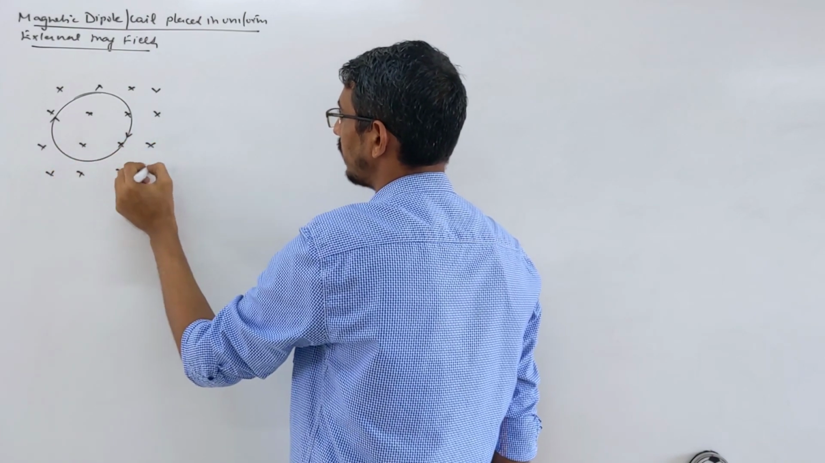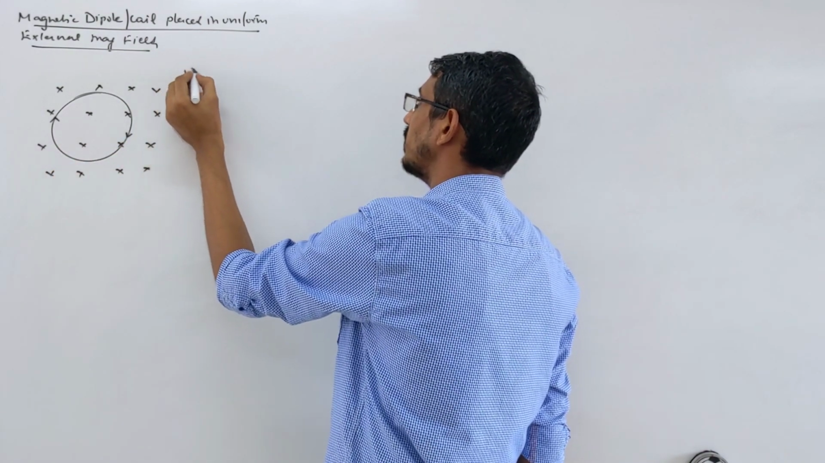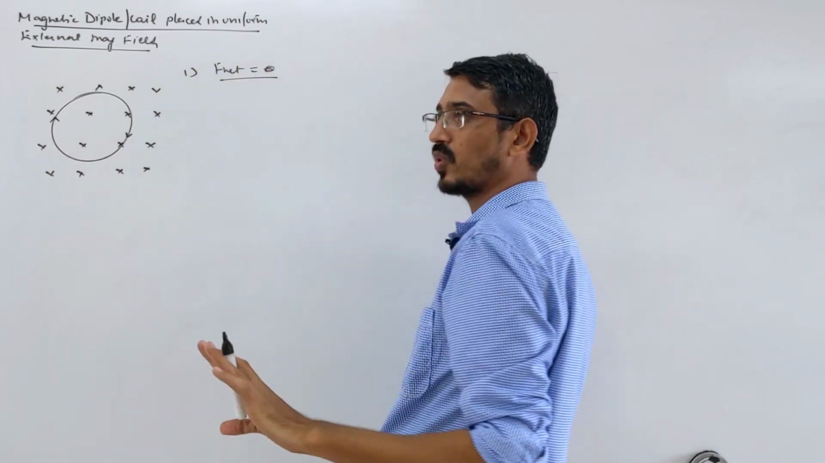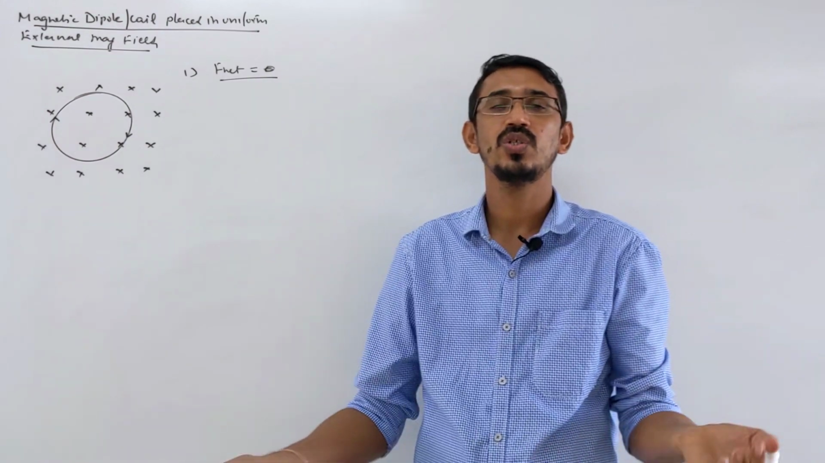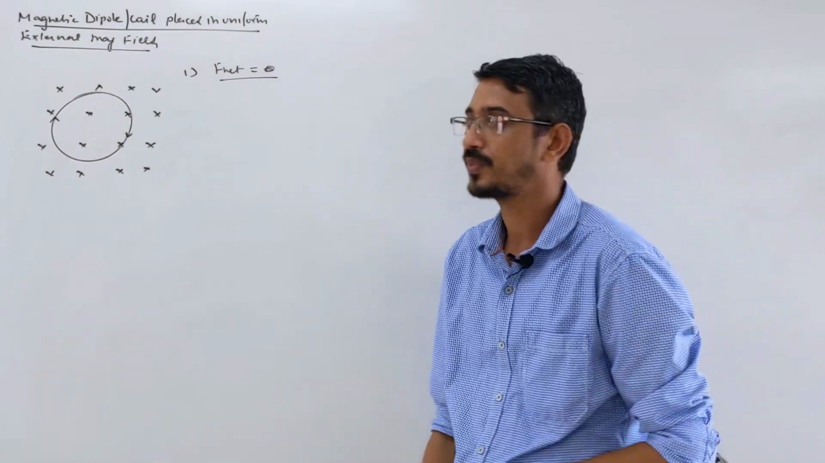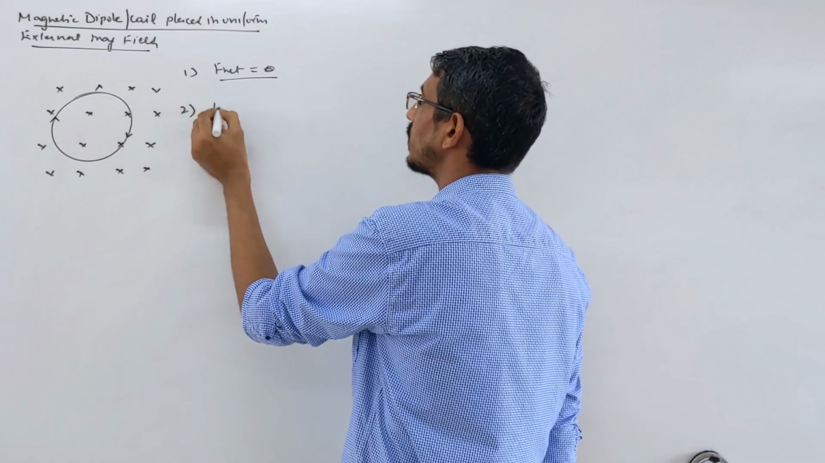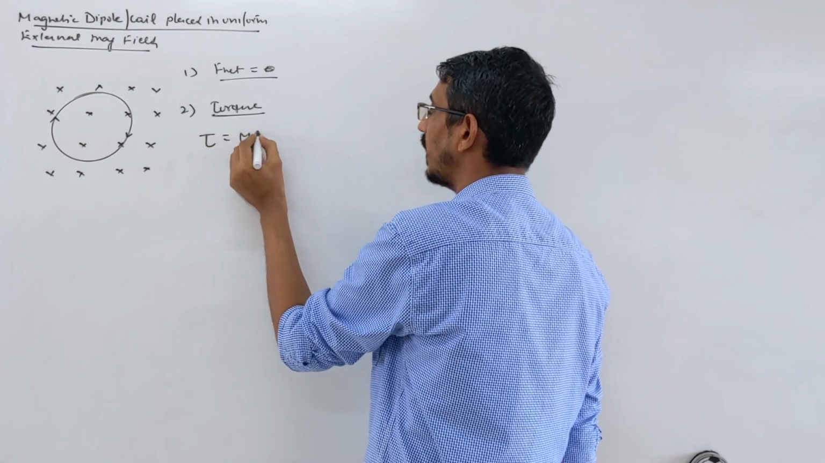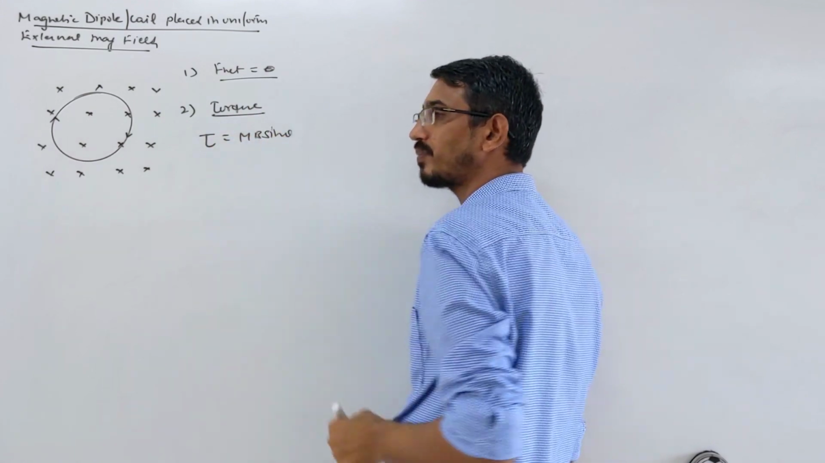Then there are some questions you want to answer. First question, number 1, what is the net force acting on this? What is the answer? Directly 0. I told you many times, right? Any closed loop placed in a uniform magnetic field, the net force is always 0. Second thing you want to know, what is the torque acting? Yes, torque will act. Torque is given by the simple formula MB sin theta.